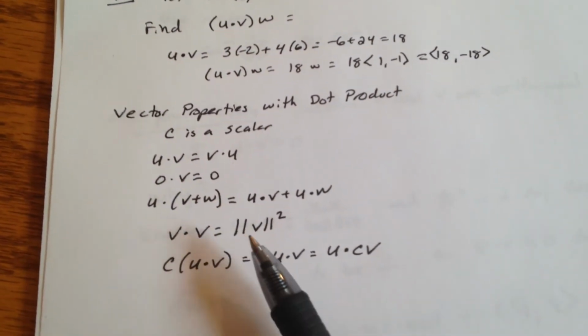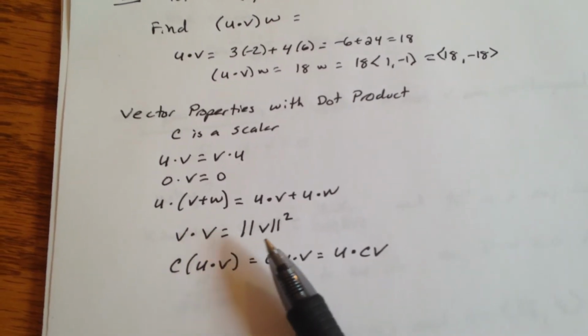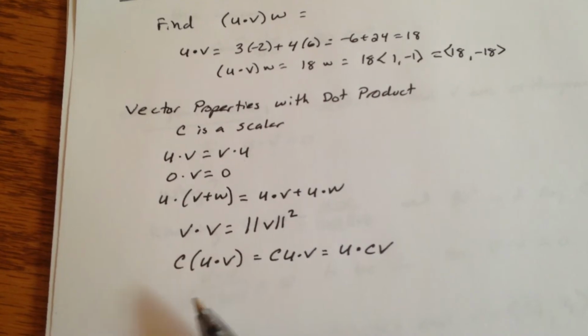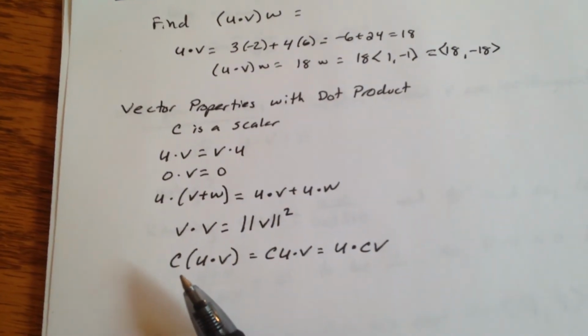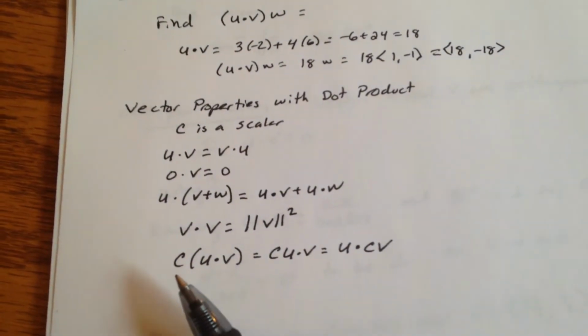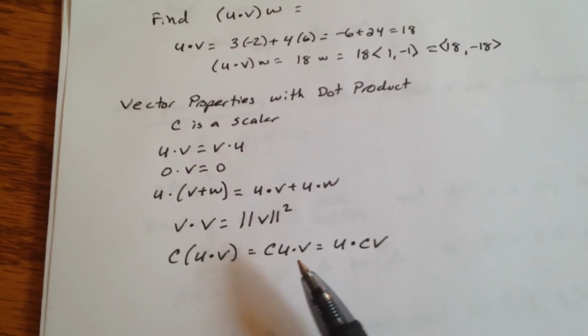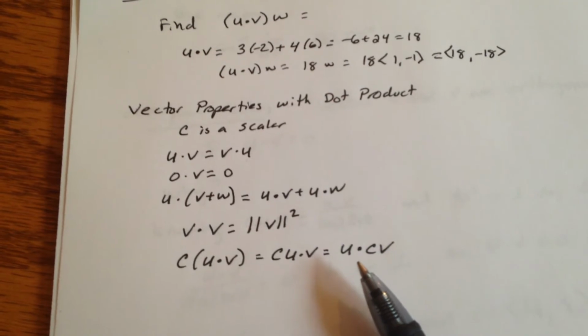The dot product of a vector with itself is the magnitude of v squared. And then this one's a little different: it's all multiplication, but you're doing a scalar times a dot product. You can multiply either vector by the scalar first, then do the dot product.